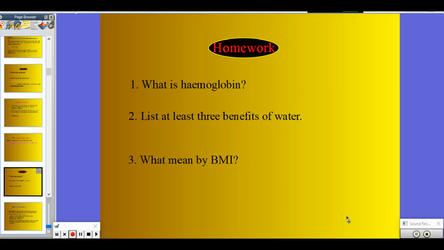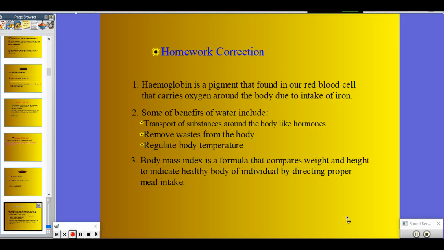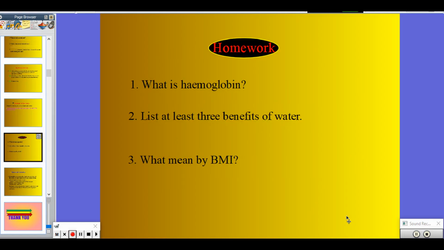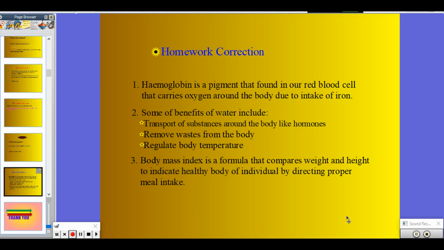The first question is, what is hemoglobin? Hemoglobin is a pigment found in our red blood cells that carries oxygen around the body due to intake of iron. Question number 2, list at least 3 benefits of water. Some of the benefits of water include that water transports substances around the body, like hormones. Water removes waste from the body. Water regulates body temperature.